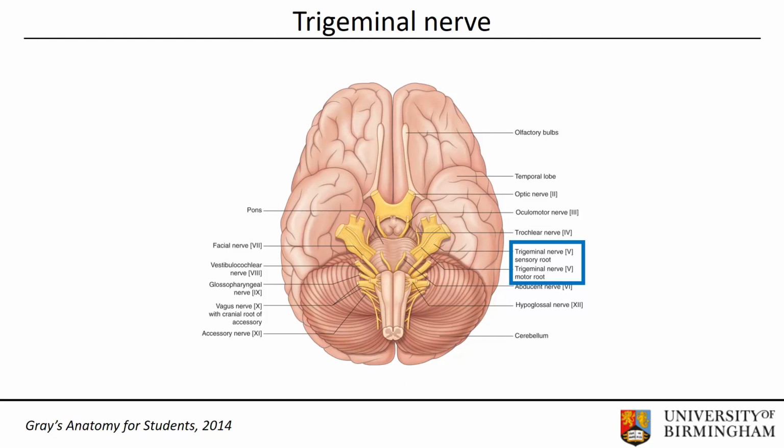Now, regarding the trigeminal nerve, this nerve will exit from the anterolateral surface of the pons, through the large root, which is sensory, and a smaller root, this one here, which is the motor one. The motor root is located below the sensory root, and here at this level they are completely separated.